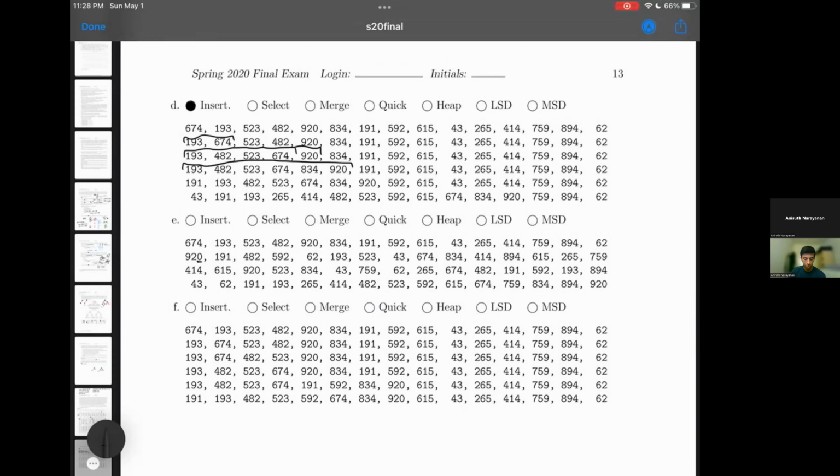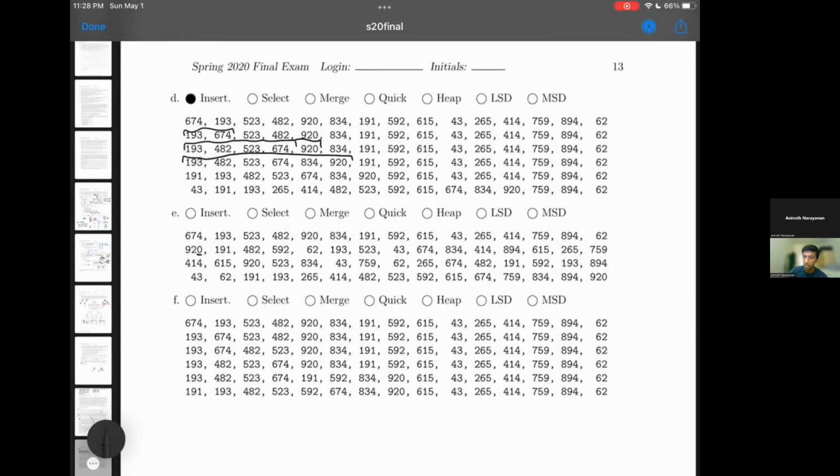Okay, let's go to E. Now for E, I have a mark already under 920, but the idea is, why is 920 coming to the front? This led me to think about whether there is a pattern in the digits that leads it. Because if you think about it, insertion sort doesn't quite make sense for why 920 would come to the front, because by the time 920 comes to the front, this whole section has to be sorted, but you've already included 191, and that doesn't make sense for 191 to be sorted.